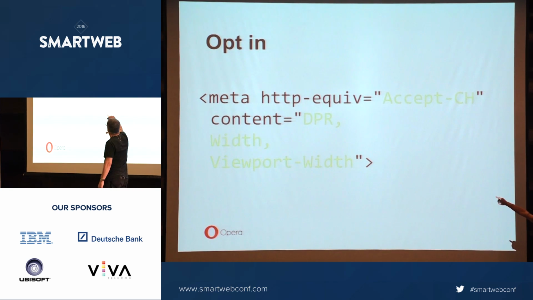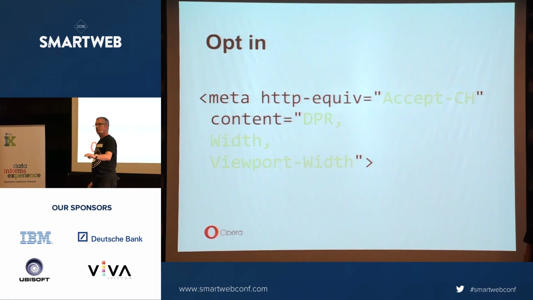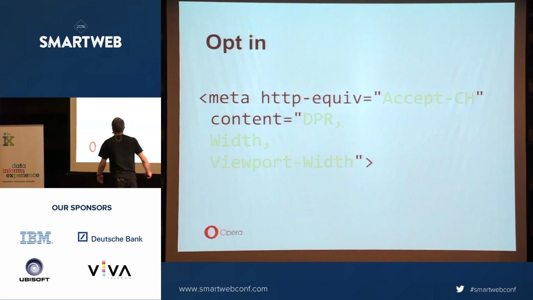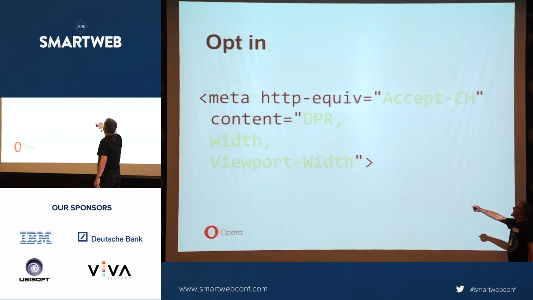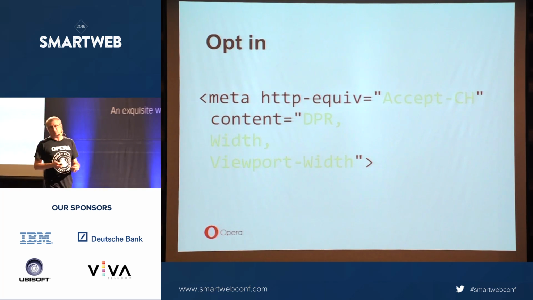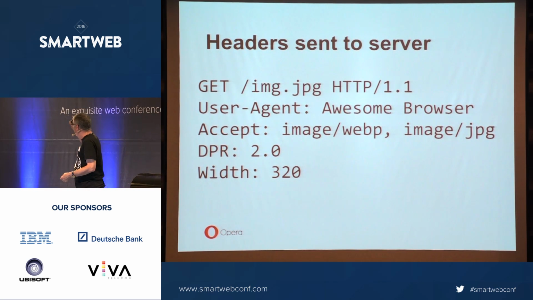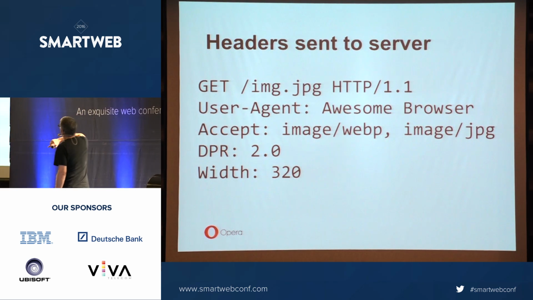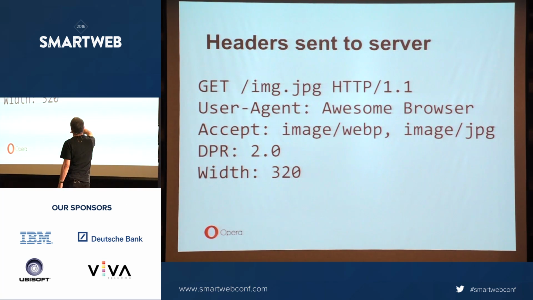I'm going to tell you the device pixel ratio, that is how many physical pixels are to one CSS pixel, e.g. am I retina or not. I'm going to tell you the width of the device, and I'm going to tell you the viewport width. And once you've opted in, your browser will send this to the server. You've got an extra header there. It's saying to the server, I have a DPR of 2, my width is 320.